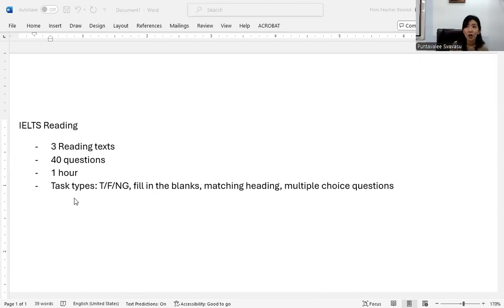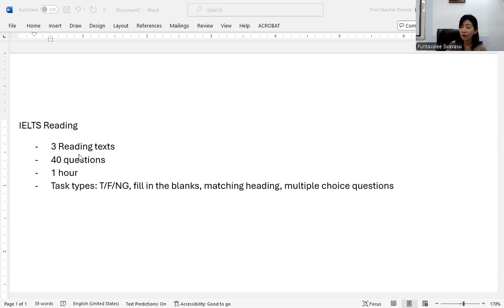When we talk about IELTS reading, there are going to be 3 reading texts, and one text is about 2 pages. So you will read roughly 6 pages in total, and you have to answer 40 questions in one hour. This is the general idea of what you have to do.